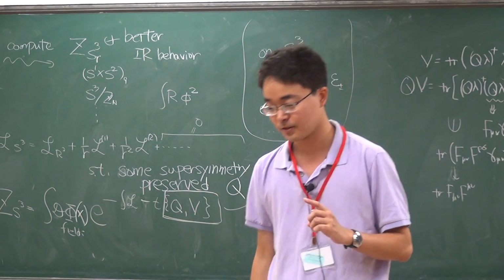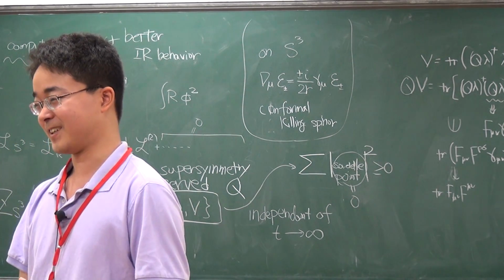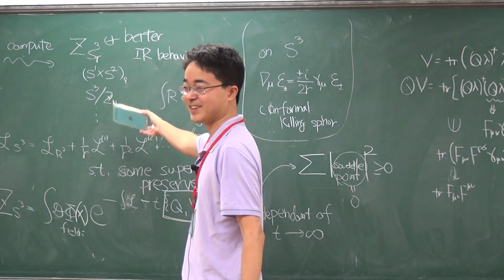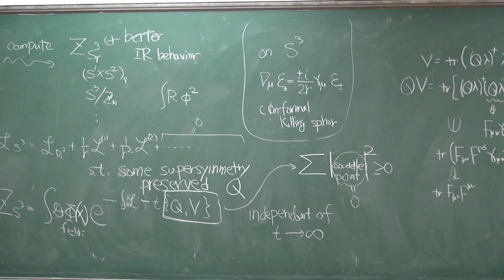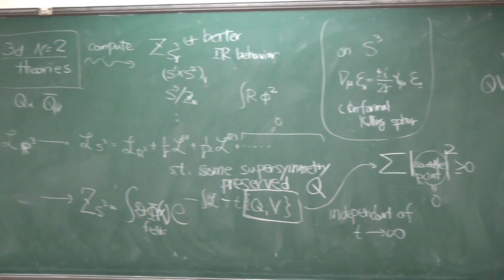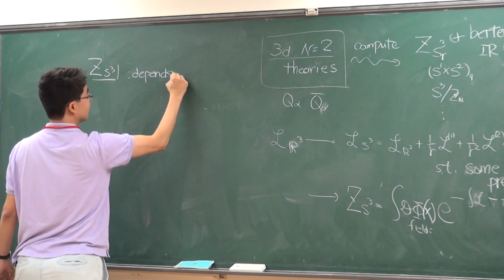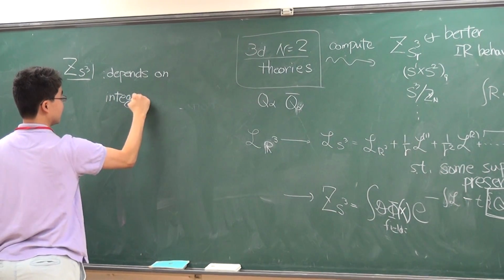So there's one obvious question. The space of metrics on S3 is an infinite dimensional space. So do we obtain an infinite family of the partition function? And it turns out that the answer is no. Since you asked me, let me first mention it. So Z3 depends on the so-called integral contact structure.